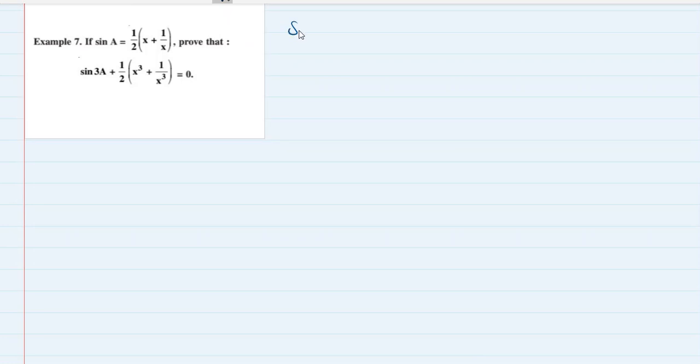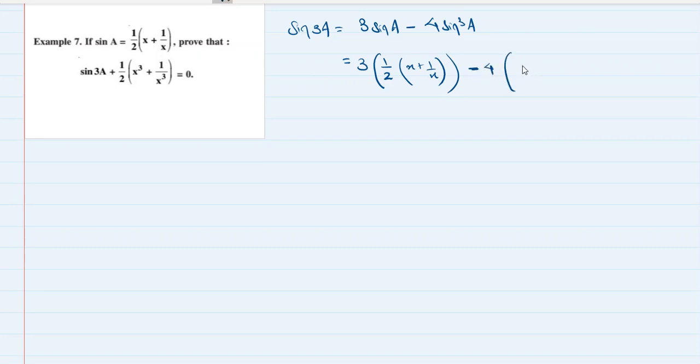So first of all, we know the formula for sine 3A. Sine 3A is 3 sine A minus 4 sine cube A. Okay, and we know the value of sine A. So what we'll do is we'll put the value of sine A over here. In the place of sine A, I'm going to put half of x plus 1 by x, minus 4 times sine cube A, that is half of x plus 1 by x, the whole cube.